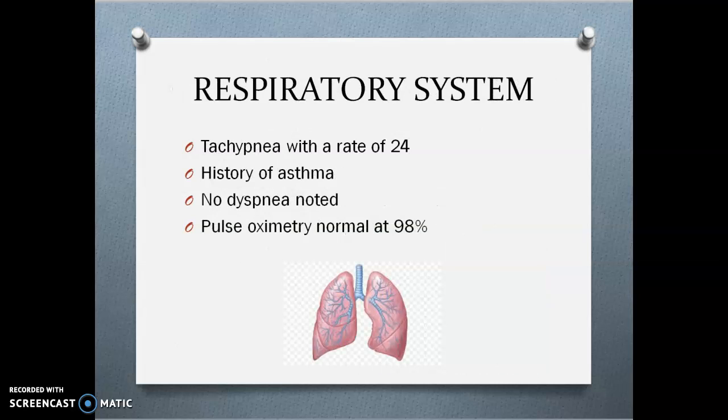Next, we'll look at the respiratory system. There was tachypnea with a respiratory rate of 24. The patient has a noted history of asthma. No dyspnea noted at the time of exam. Pulse oximetry was normal at 98%.